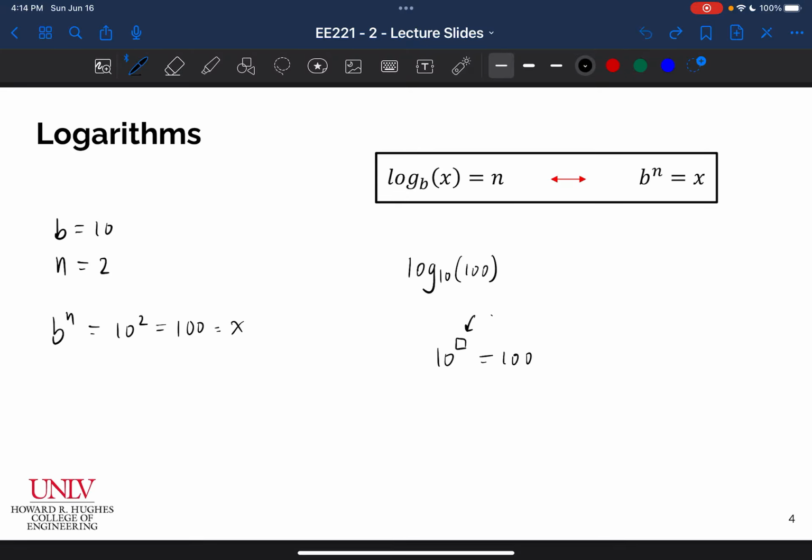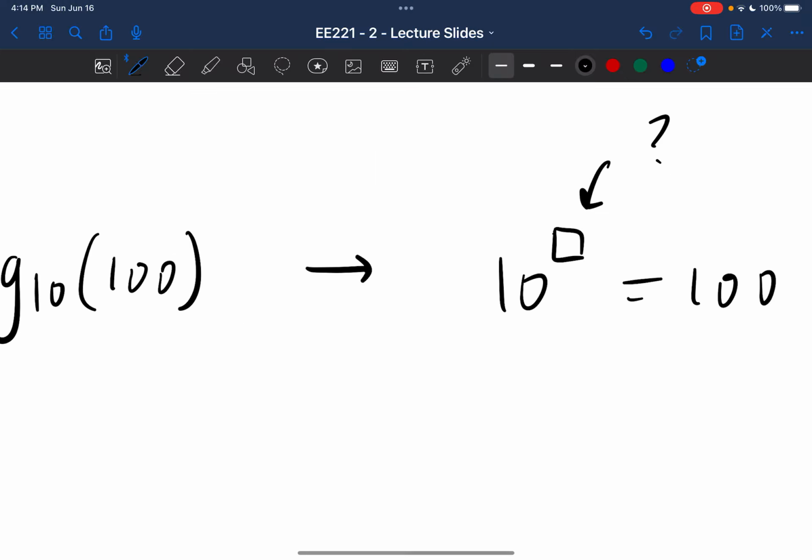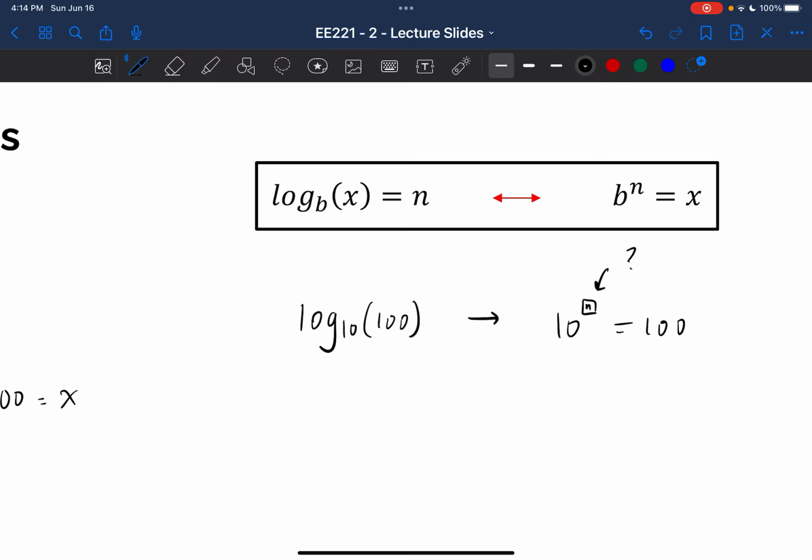Okay, so in the case of log base 10 of 100, I should leave this here. Let me just move this over here so that we know that this is basically what our log is telling us. So the value n that goes here, right, that's what we find. So log base 10 of 100, what number do I need to take 10 to the power of in order to get 100? Well, we know that would be 2.